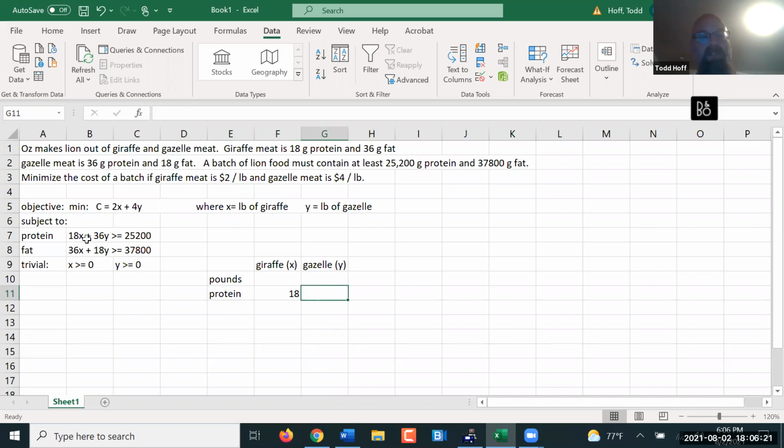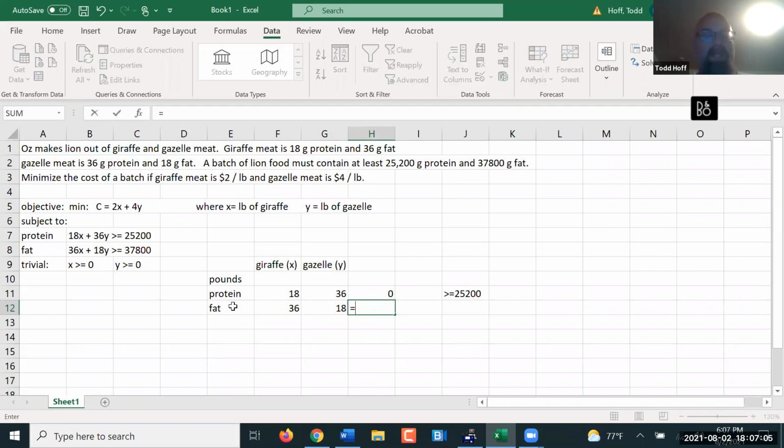Notice for protein, the coefficient of x is 18, so I put 18 under the giraffe. Coefficient of y is 36, so I put 36 under the gazelle. This amount here is going to equal this coefficient times whatever value x becomes, plus this coefficient times whatever value y becomes. Now I'm going to make myself a note here that I want this to be at least 25,200. That's not really part of what Excel needs to know, but it's a note for myself when I go to enter this in the solver, so I don't have to refer back to the original problem to find that information. Now for fat, if you look at the constraint for fat, the coefficient on the x is 36 and on y is 18.